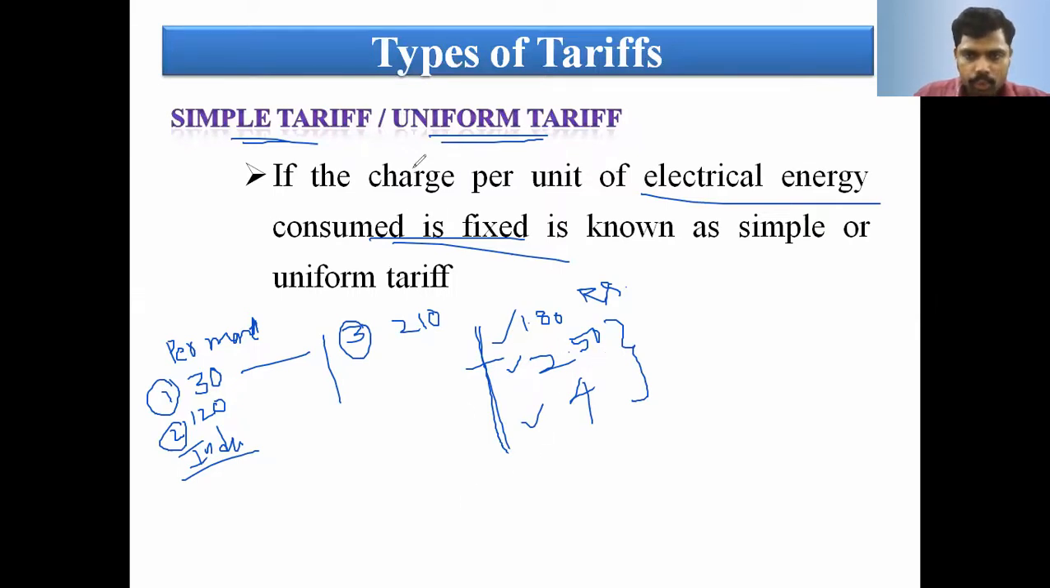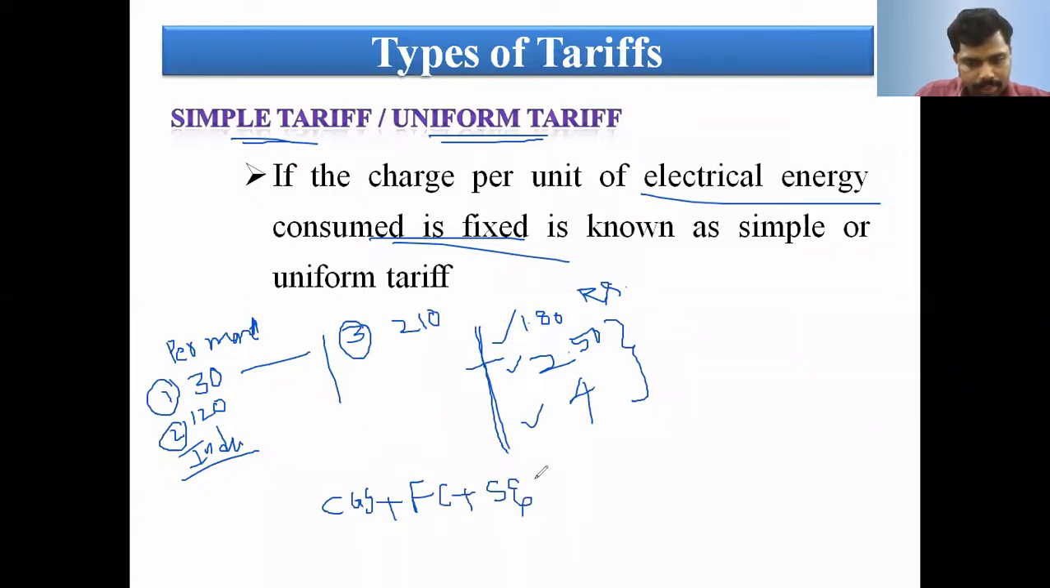In the tariff, the condition is we need to recover all the expenses from the consumer plus a little bit of earning. Again, the cost is considered as fixed cost, semi fixed cost, and then variable cost. Here what are the parameters we need to consider? That is the capital cost of the power plant or capital cost of the generating station plus the fuel cost plus salary and wages of the employees.